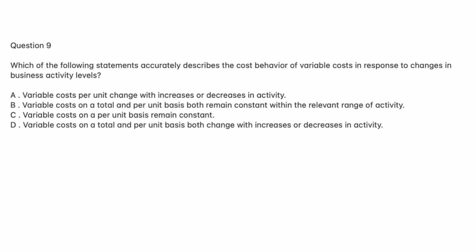Question 9. Which of the following statements accurately describes the cost behavior of variable costs in response to changes in business activity levels? A. Variable costs per unit change with increases or decreases in activity. B. Variable costs on a total and per unit basis both remain constant within the relevant range of activity. C. Variable costs on a per unit basis remain constant. D. Variable costs on a total and per unit basis both change with increases or decreases in activity.